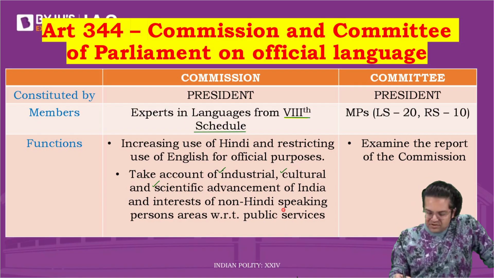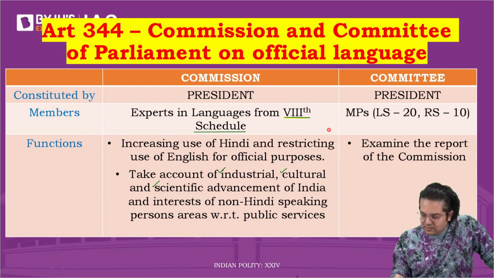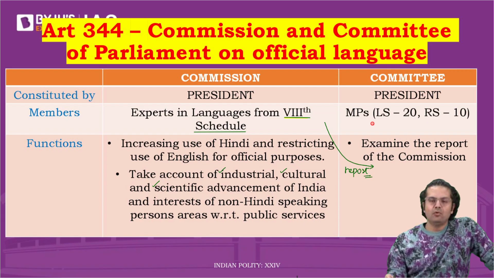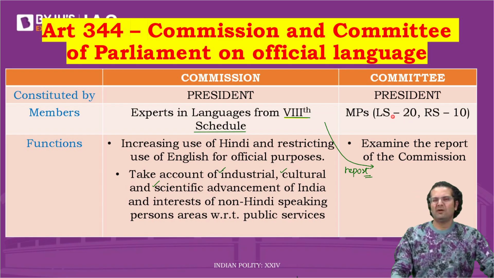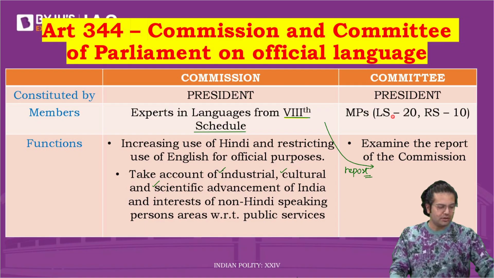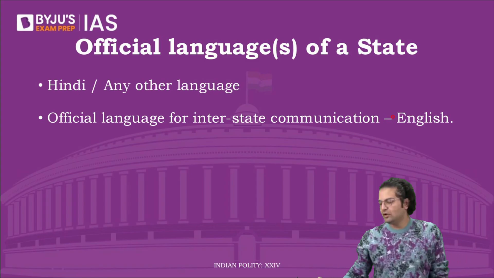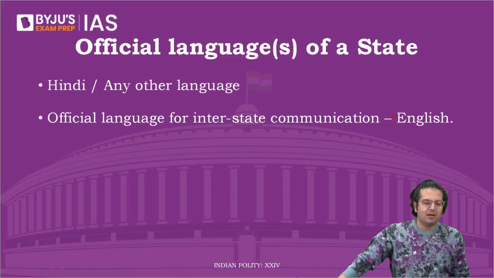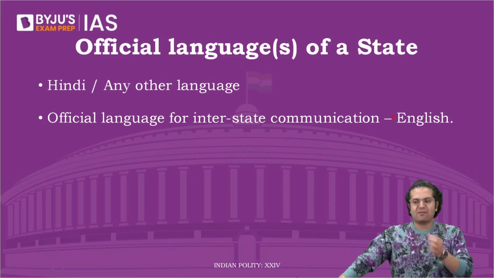Now, this commission will give a report, and the report is sent to the committee comprising of 30 MPs, 20 from Lok Sabha, 10 from Rajya Sabha. And they can look into whether the report can be implemented or not. Anyway, what's the official language of your state? Hindi is the official language, or any other language that the state wants can become the official language. You have to pass a law in your state and make that language an official language.